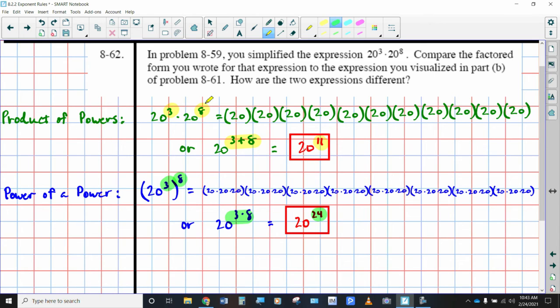Okay, so you add the 3 and the 8 together. That's the rule for product of powers. And the fact that this is being repeatedly multiplied 8 times means you're going to have a lot more. 3 times 8 is 24.